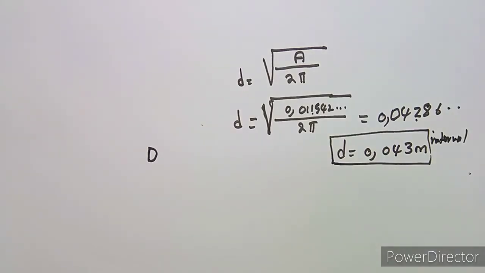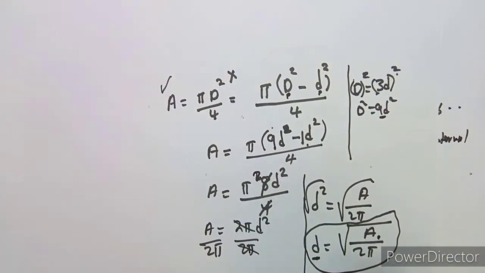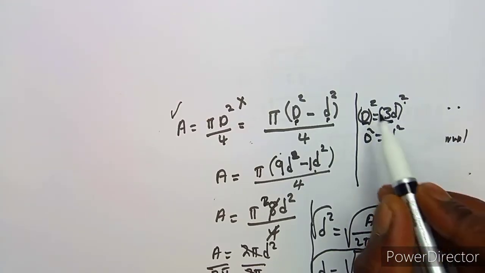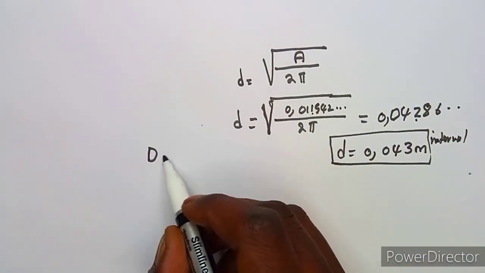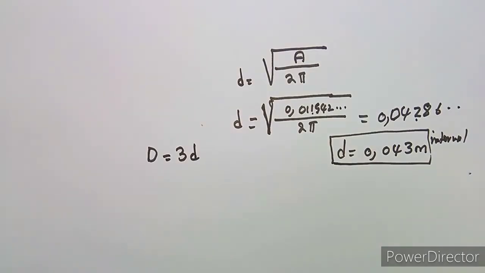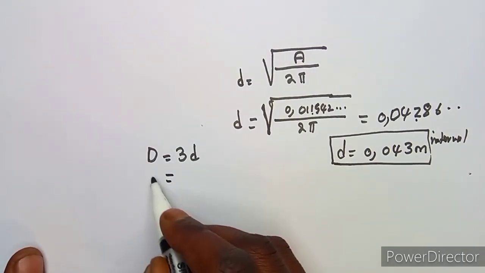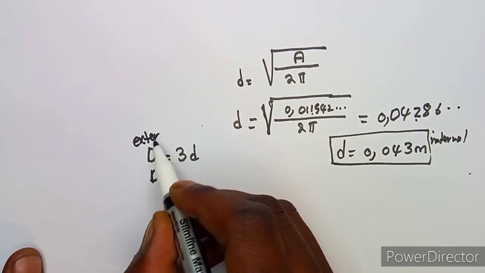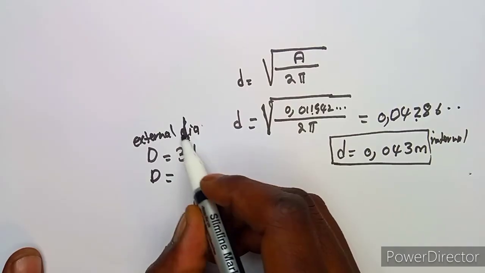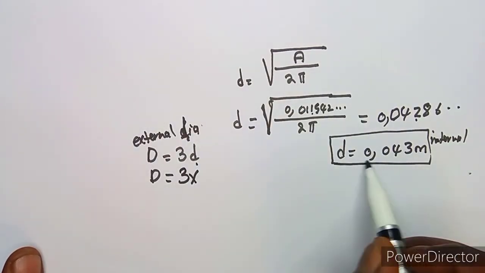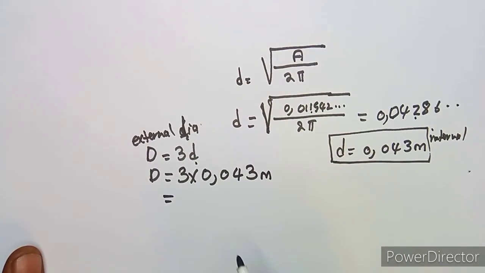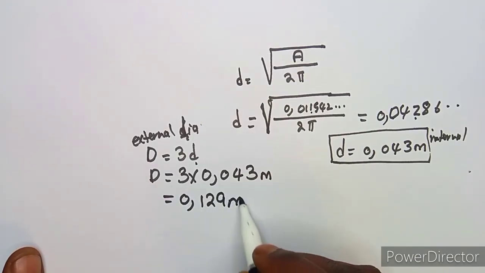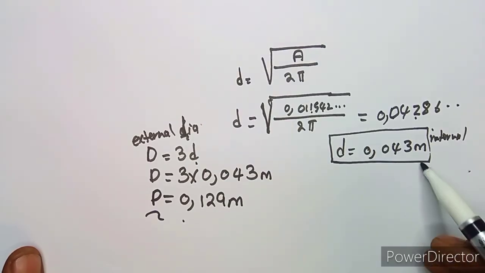So where are we going to get it? There is a relationship that we had before, so we are just going back to that relationship. Remember, we said D is equal to 3d, from that ratio of D to d being 3 to 1. So using that relationship, it's going to be easier for us to find this external diameter. It is going to be 3 times the internal diameter, which is 0,043 meters. That gives us 0,129 in meters. So that is your external diameter.